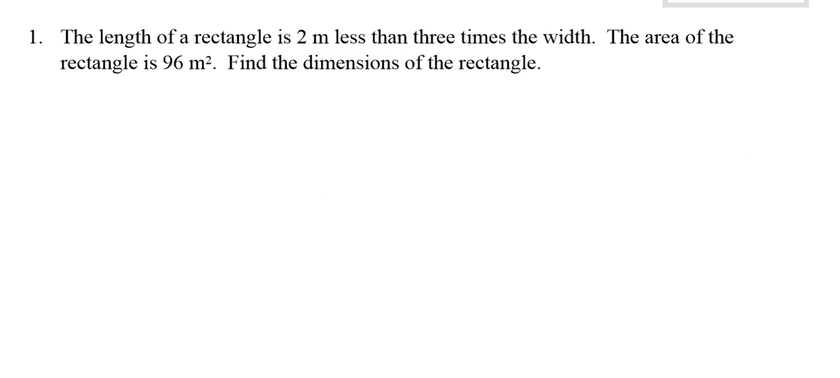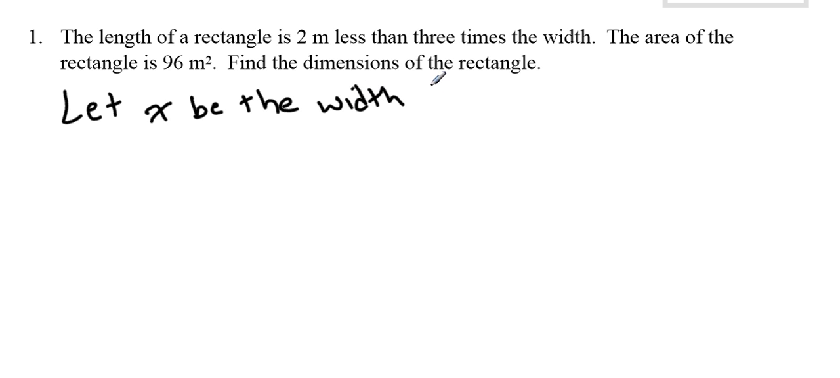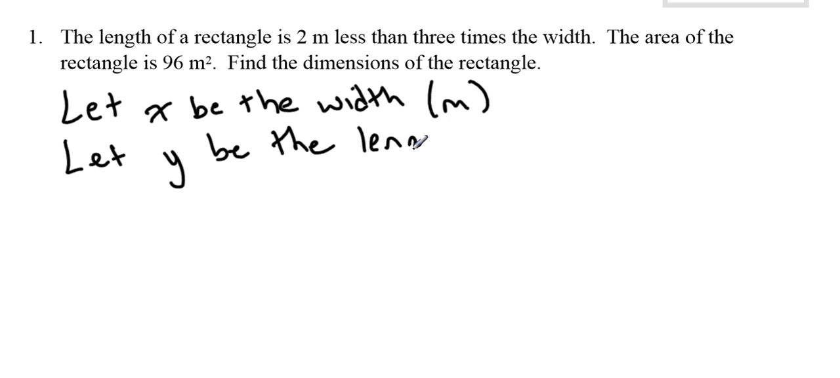So we're going to let, now you're certainly welcome to use W for width and L for length. I just prefer X and Y because of my messy writing. So we're going to let X be the width of the rectangle, and I encourage you to write whatever units are appropriate. We're going to let Y be the length of the rectangle. So there's my let statement. So I'm identifying my variables and what units they are.